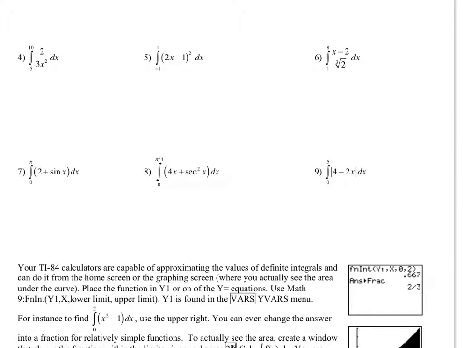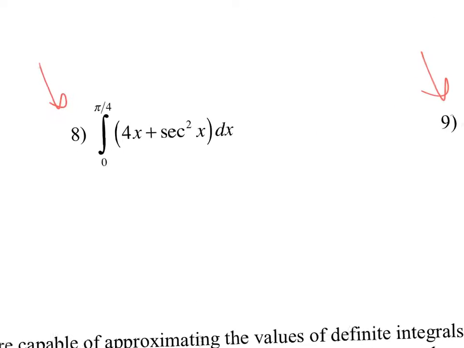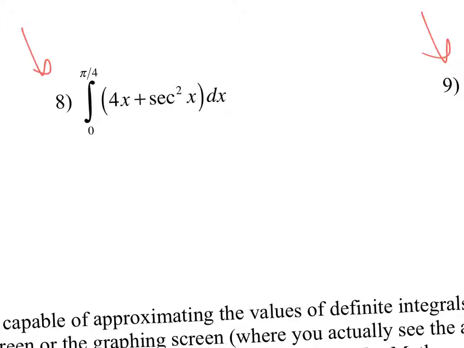Okay, so I'm going to do number 8 and number 9. To do number 8, let's zoom in here. We are going to separate the integral of a sum into the sum of the integrals. So we are going to integrate 4x dx plus the integral of secant squared x dx, and both of those are evaluated from 0 to pi over 4.